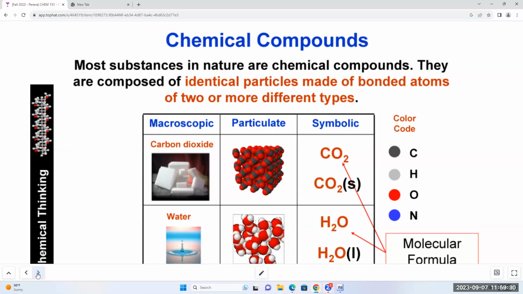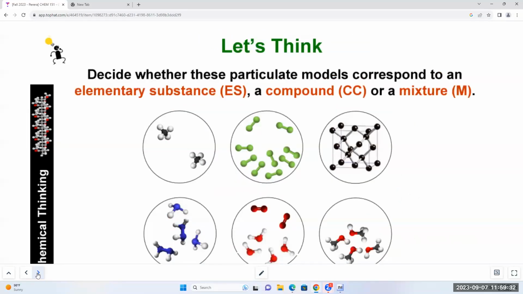All right. Now, with that, I want us to try this question. I want you to identify them as elementary substances, compounds, or mixtures. Go ahead.